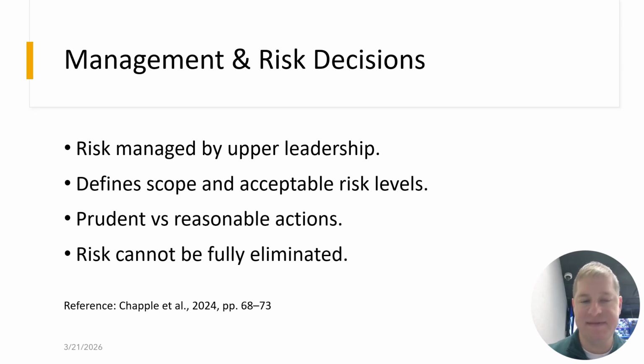Senior management defines the scope of the risk management program, the organization's risk tolerance, or how much risk it is willing to accept. It is important to understand that risk can never be completely eliminated. It can only be reduced. Organizations must balance security with business operations, which leads to decisions based on what is prudent versus what is reasonable. A prudent action may provide maximum security, while a reasonable action considers cost, practicality, and business impact. This balance is critical in enterprise environments where resources are limited.